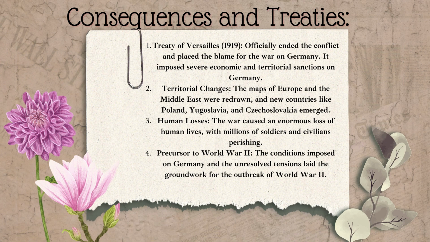Consequences and treaties. 1. Treaty of Versailles. In 1919, it officially ended the conflict and placed the blame for the war on Germany. It imposed severe economic and territorial sanctions on Germany.